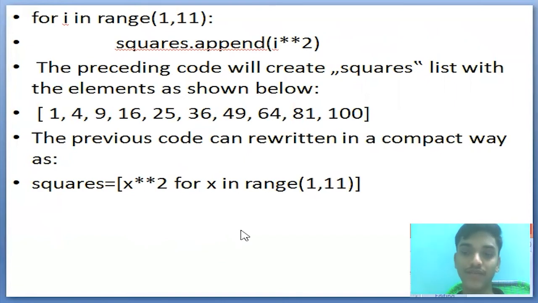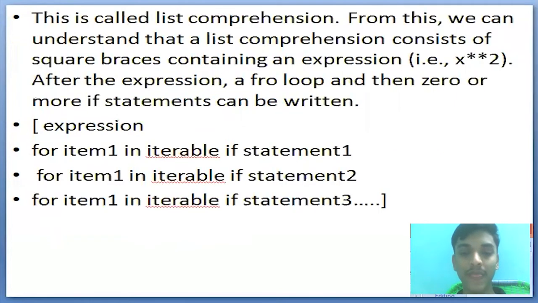That's the advantage of this thing. So this is called list comprehension. From this, we can understand that a list comprehension consists of square brackets, braces, containing an expression, like x to the power 2 or i to the power 2, followed by a for loop. It's a mistake actually. It's the for loop, and then zero or more if statements can be written.